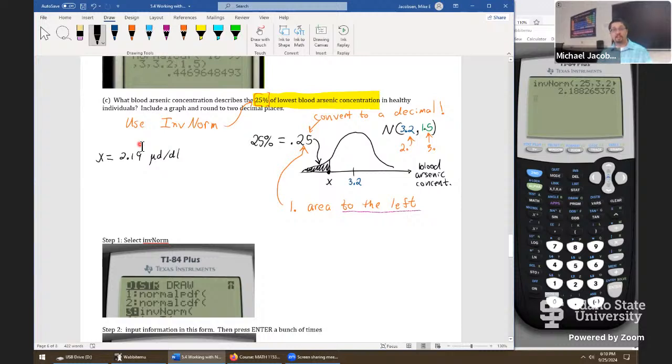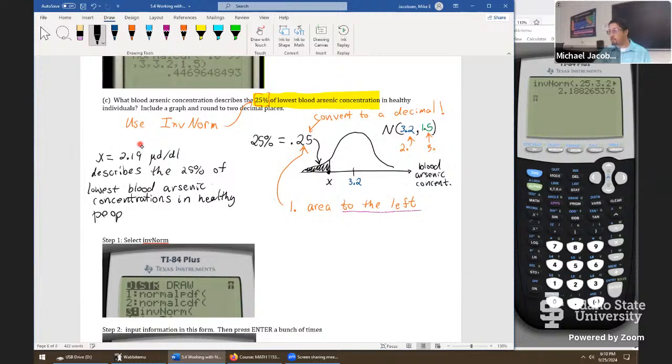X equals 2.19 micrograms per deciliter describes that 25% of lowest blood arsenic concentrations in healthy people or individuals. People is just faster to write. Well, any questions, folks, on finding that value there?